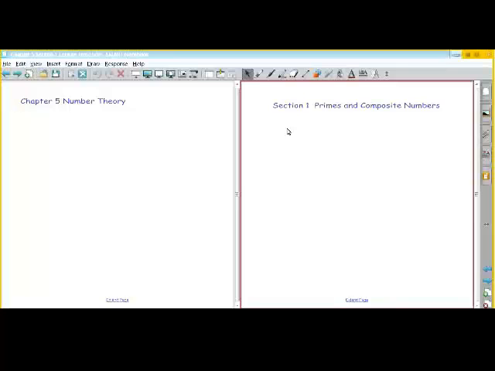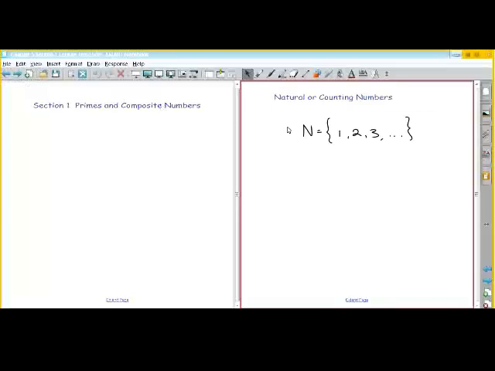So section 1 talks about what prime numbers are and what composite numbers are. You probably remember what prime numbers are, but just in case you forgot. But before we answer this question, we're going to go back and talk about the different kinds of numbers that we deal with. We talked about this in chapter 3, maybe, rational numbers and irrational numbers. So we're going to talk about this again.